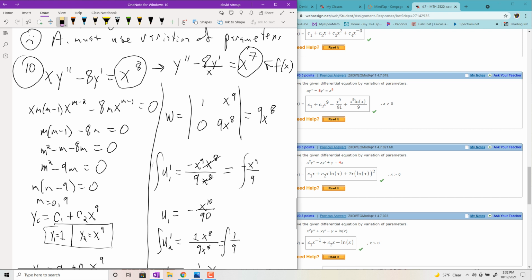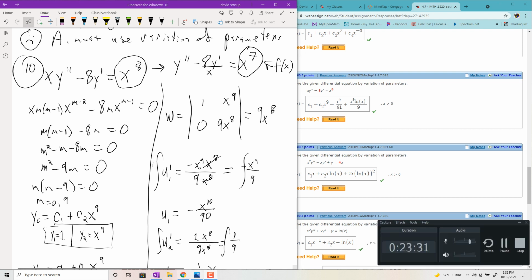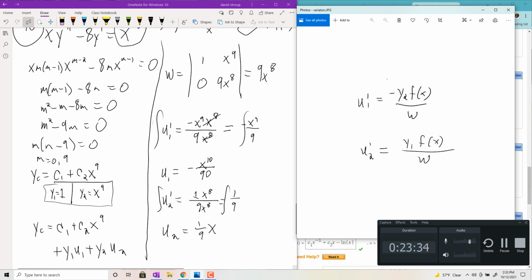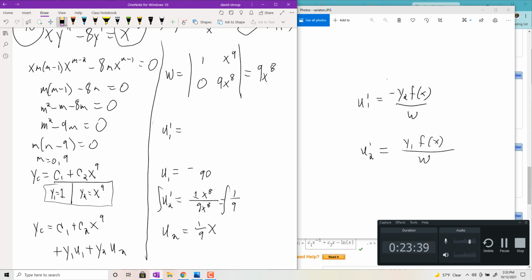What it affects then is going to be your expressions for u1 and u2 clearly. Okay, so let me erase that and kind of start that part over. I'm sorry about that. It's the little things that count, right? So anyways, u1 prime is negative y2. Where the heck is y2 at? So that's negative x to the 9th times f of x, which is turning out to be x to the 7th, all over the Wronskian, which is 9x to the 8th.